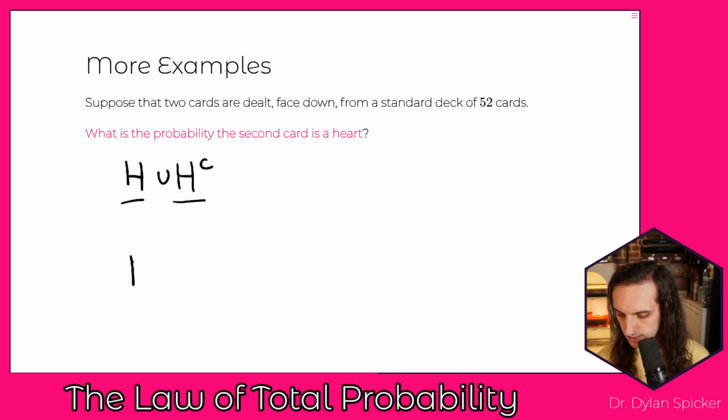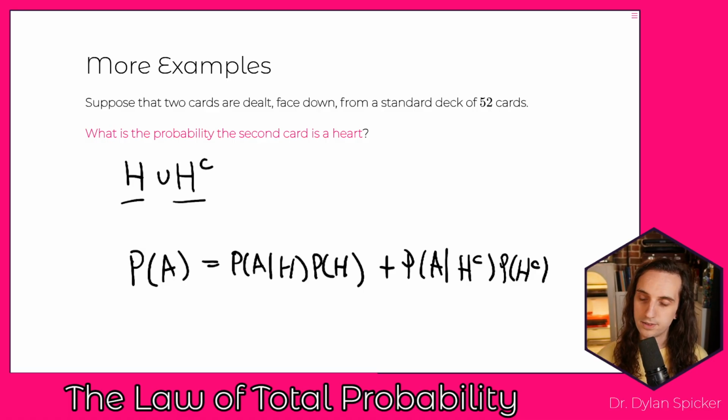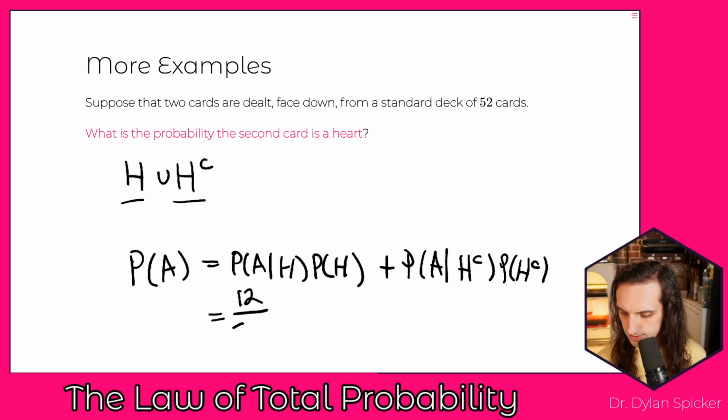So what is the probability that the second card is a heart? This is going to be the probability that the second card is a heart given the first one was, times the probability that the first one was, plus the probability that the second card is a heart given the first one wasn't, times the probability that the first one wasn't. What's the probability that the second card is a heart given that the first card is a heart? In this case, we have 12 hearts left in the deck, and there are 51 cards left in the deck.